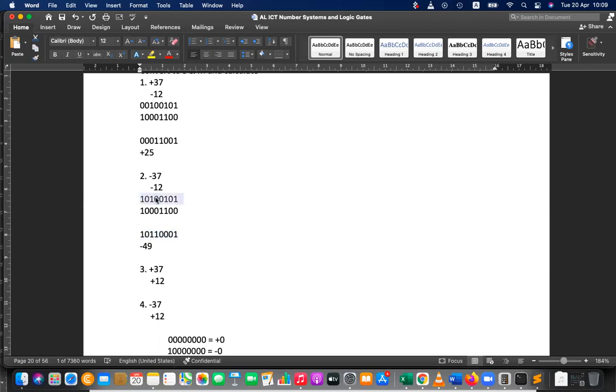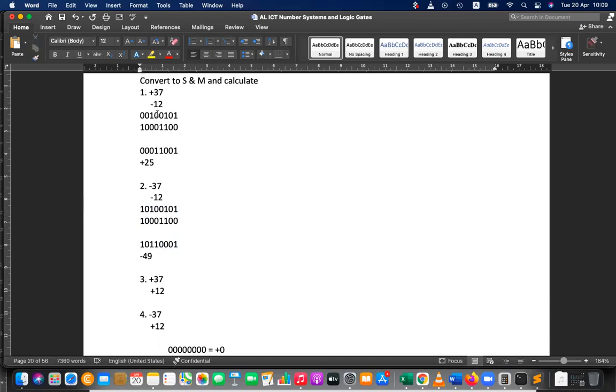Minus 37 is, yes. So this is plus 37. If plus 37 is this, minus 37 is just the minus sign. That's all. Then no need to invert the whole thing. So this is sign and magnitude. In sign and magnitude, no inversion. So that will be only 1, no? Yeah, that sign will become 1.